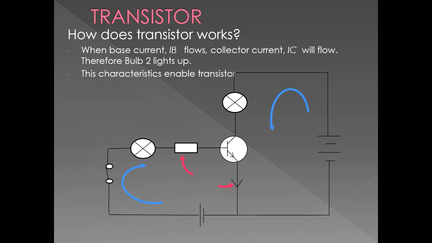This characteristic is unique to the transistor. Because of this, the transistor can be used as a current amplifier. So if we change this bulb 2 to a speaker, your voice will be louder, because a small change in the base circuit will produce a very big change in the collector current. Therefore, in this case, the transistor is used as a current amplifier.